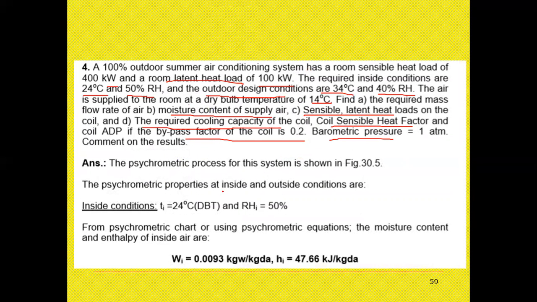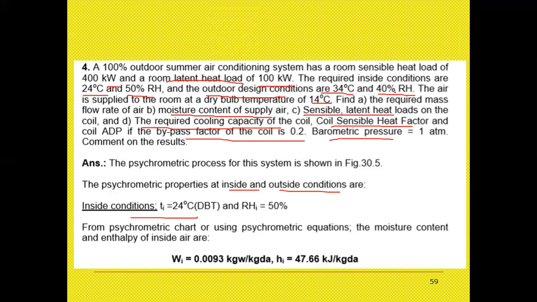The psychrometric properties are the inside and the outside conditions. From the question, the inside conditions are Ti, that is T inside, equal to 24 degrees centigrade DBT and RHi equal to 50%, and the outdoor is 34 degrees centigrade and 40% RH.